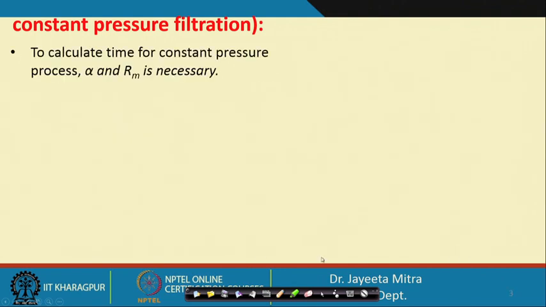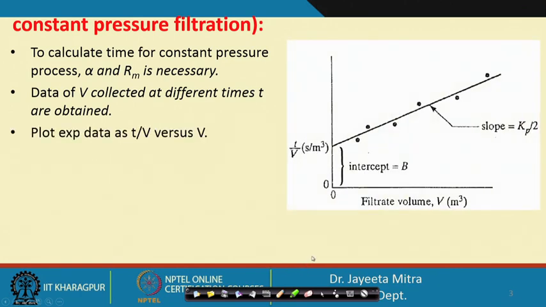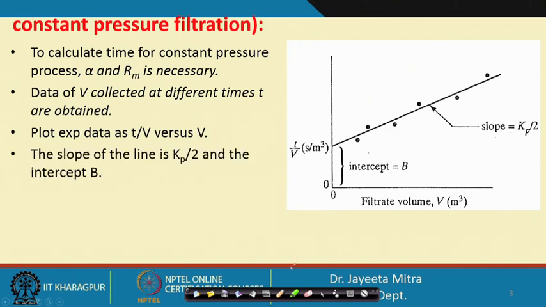So, then, to calculate the time for a constant pressure process, where alpha and Rm are necessary, data of the V collected at different time t are obtained. With that, I can plot t by V, that is seconds per meter cube, against V, the filtrate volume in meter cube. Then we can get one straight line. The slope will give us the value of Kp by 2 and the intercept will give the value of B.